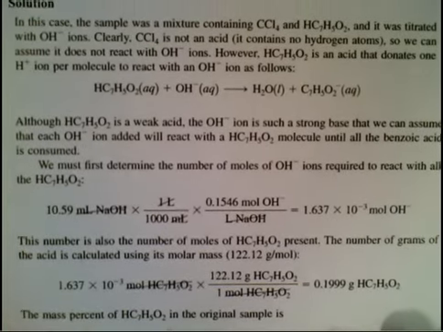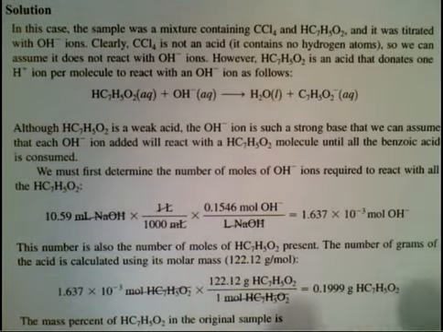So in this case, the sample was a mixture containing CCl4 and HC7H5O2, and it was titrated with OH ions, right? They were titrating with NaOH. Clearly, CCl4 is not an acid. It contains no hydrogen atoms. And remember, the definition of acid that we're working with right now is the ability to donate protons, donate hydrogen plus 1 ions. So we can assume that it does not react with the OH minus ions.